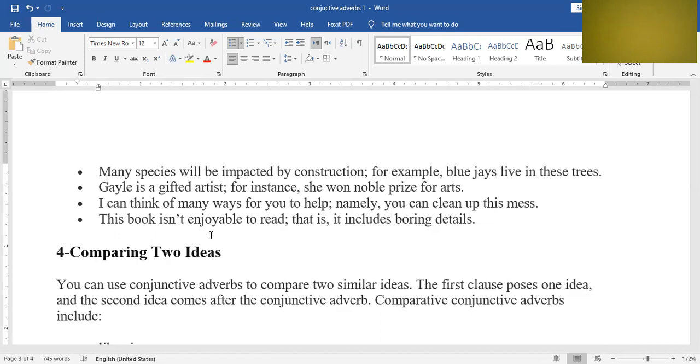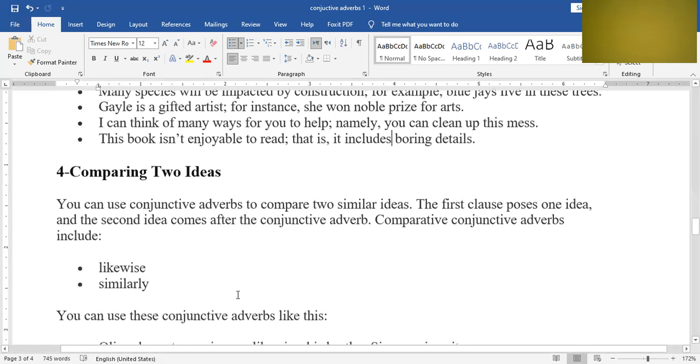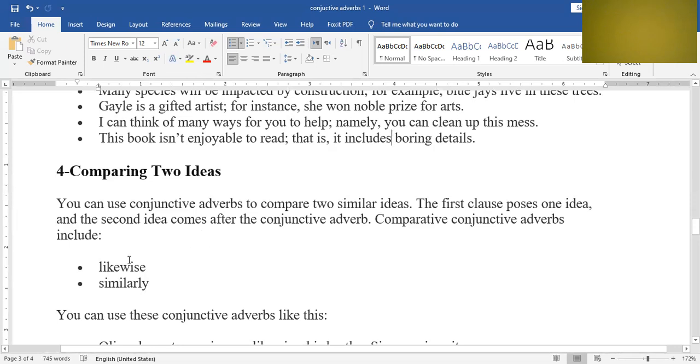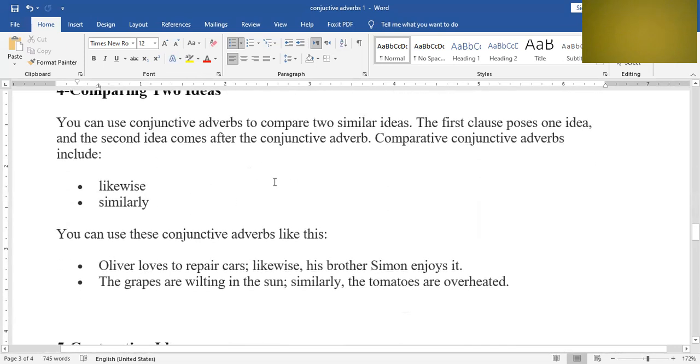Now, comparing two ideas. When we compare two ideas, it means you find the similarity between them. You can use conjunctive adverbs, likewise and similarly, to express similarity between things. Here we have an example. Oliver loves to repair cars. Likewise, his brother Simon enjoys it.